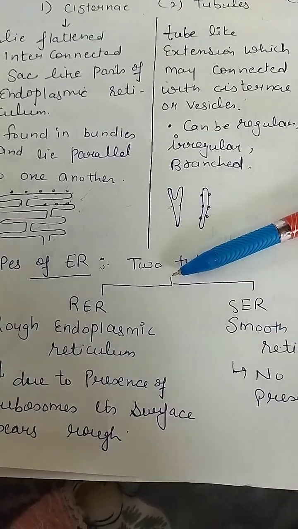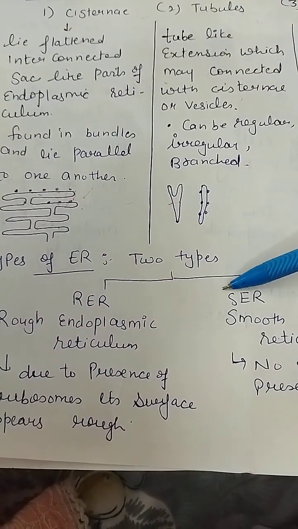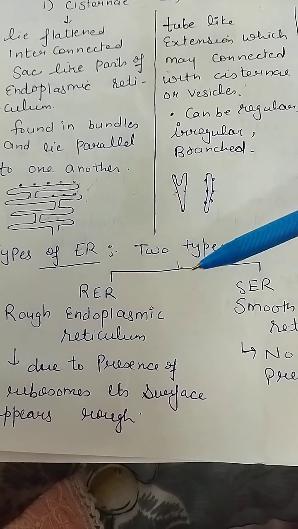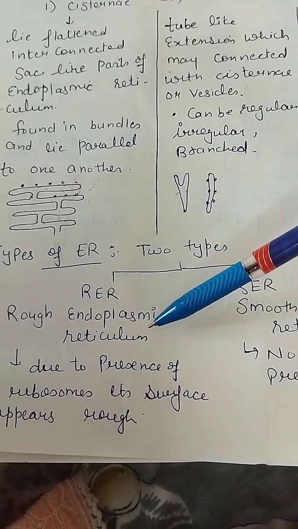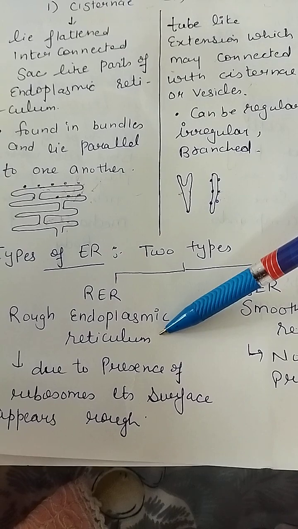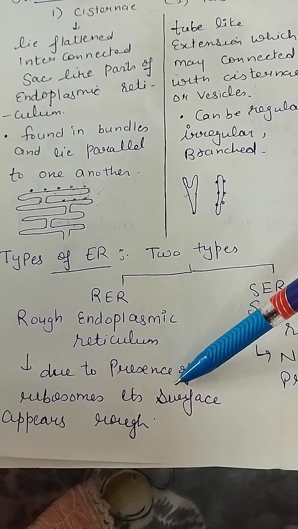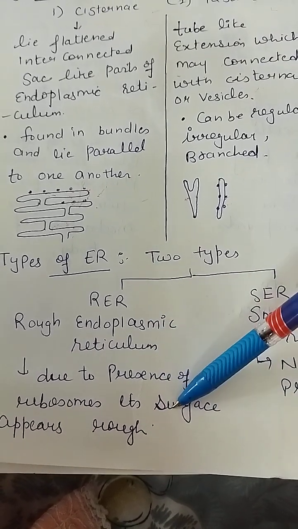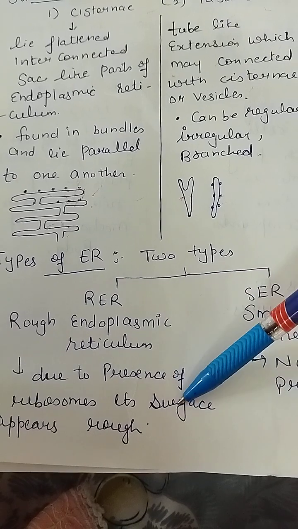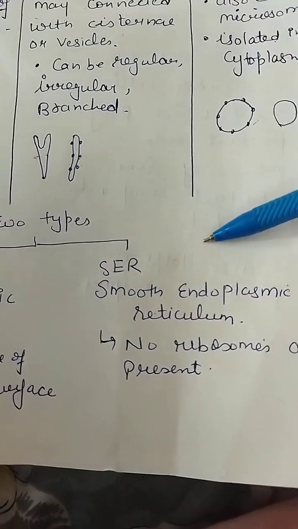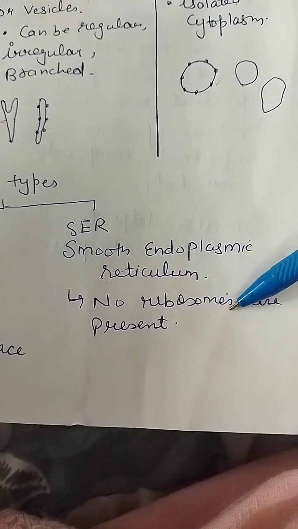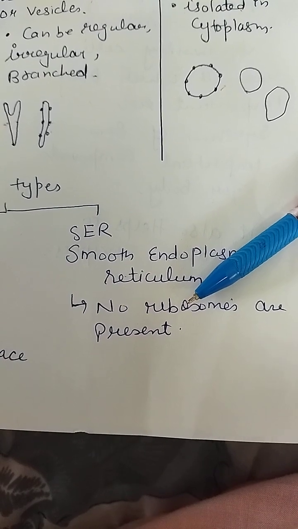Next is the types of ER. Endoplasmic reticulum is mainly of two types. One is the RER, second is the SER. RER is the rough endoplasmic reticulum. Due to the presence of ribosomes on its surface, it appears rough in nature, and it leads to the production of proteins, because ribosomes are also known as the protein factory. Second type is the SER, the smooth endoplasmic reticulum, in which no ribosomes are present on the surface.